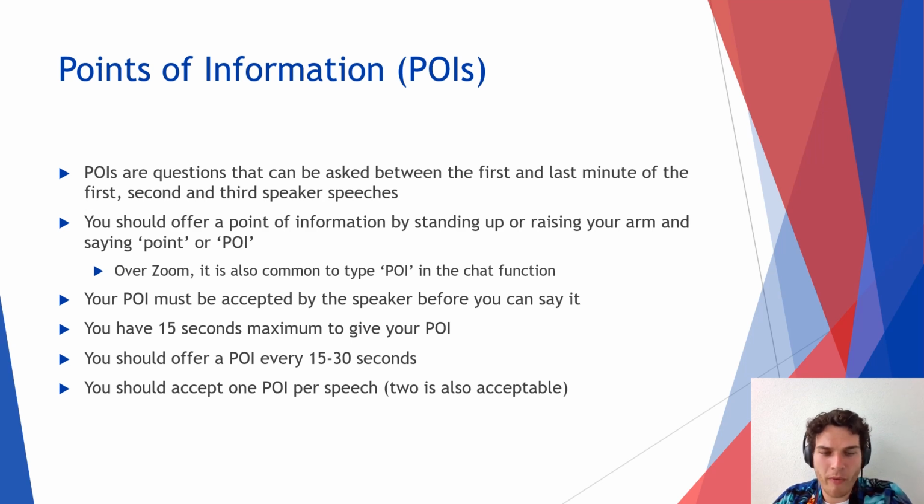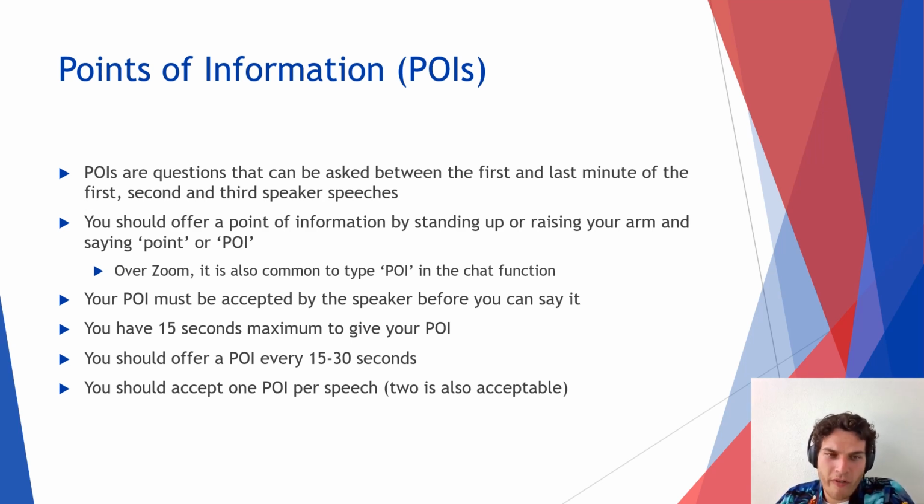You should offer a point of information or a POI by standing up or raising your arm and saying point or POI or point of information. Over Zoom, it is quite common to type POI in the chat function, but in person you'd obviously need to do it audibly so people can hear. But you should really try not to make it something that's distracting or overly confrontational. It's just asking a point of information. And you should only say point or POI. You shouldn't put any information in that POI that might influence the adjudicator or might influence a team. You should just ask point of information quite politely and be done with it.